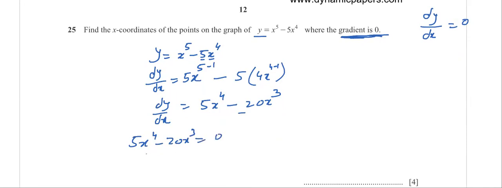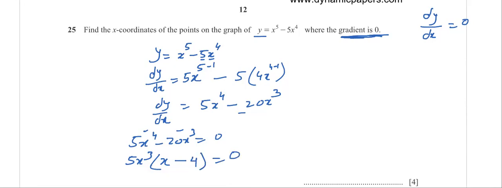Then to solve this one, we know we always have to factorize, take the common factor. The common factor will be 5x cube. And whatever we take common, we have to divide this and this. When I divide this, it will be only x minus 4, so you will be left with 4 only, equal to 0.